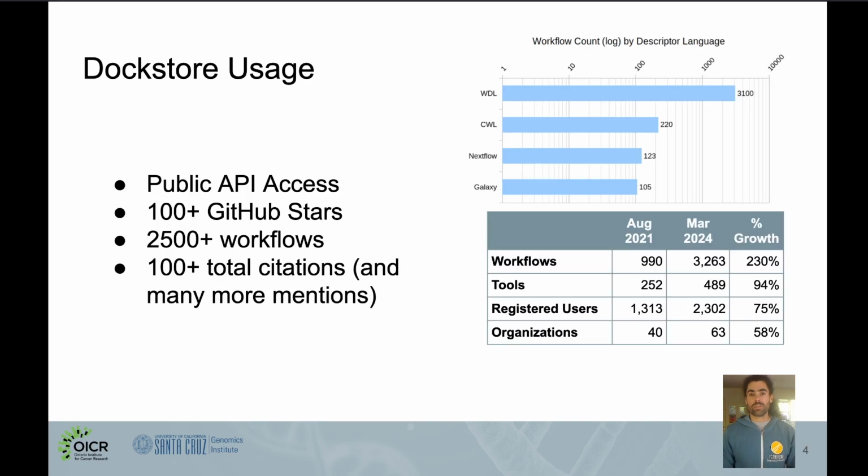Dockstore is fairly widely used. It has public API access and over 100 stars on GitHub. We're currently hosting more than 2,500 workflows, and the breakdown by language can be seen in the upper right here. We've been cited over 100 times in the literature and mentioned many more times.